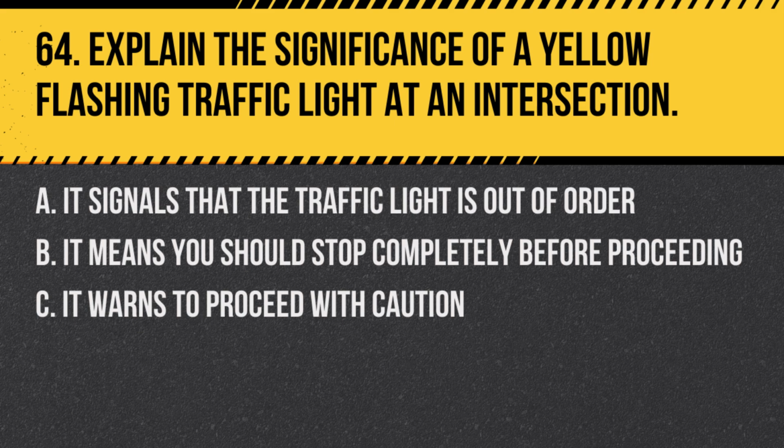Question 64. Explain the significance of a yellow flashing traffic light at an intersection. A. It signals that the traffic light is out of order. B. It means you should stop completely before proceeding. C. It warns to proceed with caution.